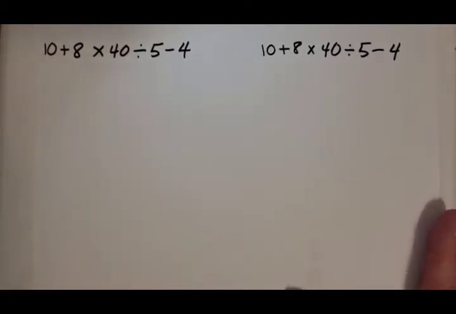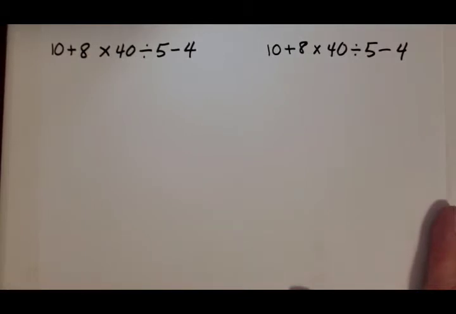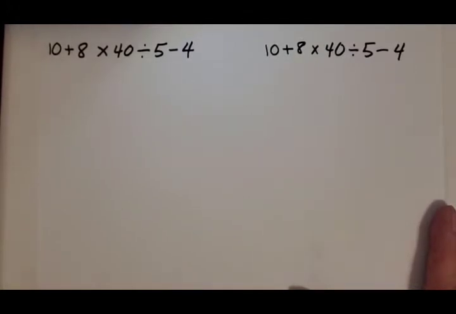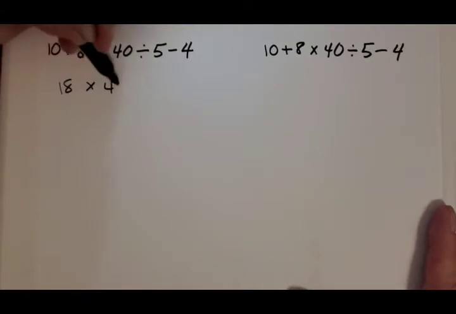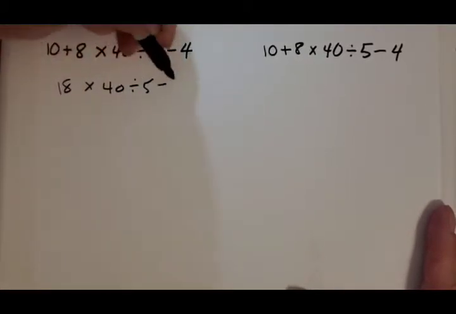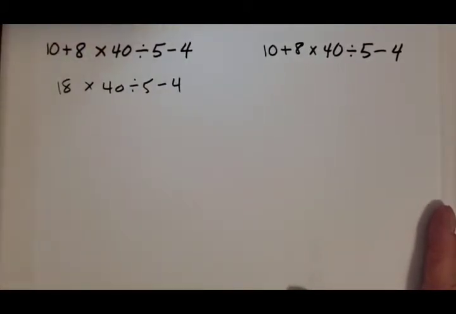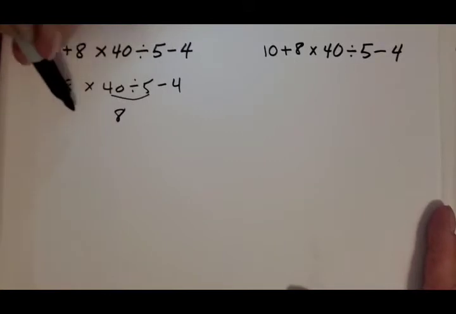So Mario and Jimena were very competitive, and they challenged each other in math class when the teacher put this expression on the board. Mario went ahead and just crunched the numbers. He's like, okay, we got this. Let's do this. 40 divided by 5 is 8.